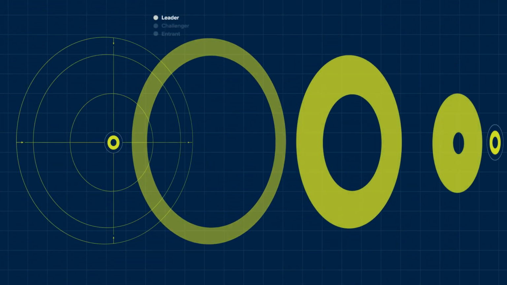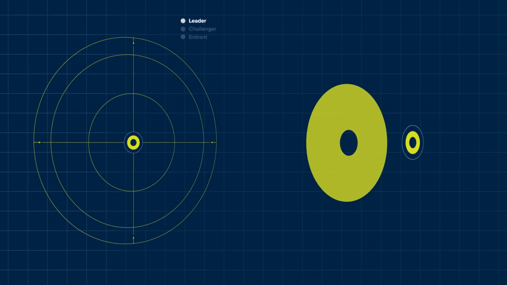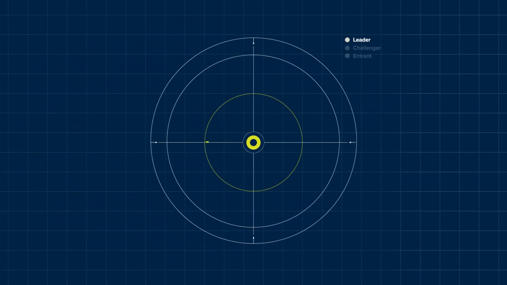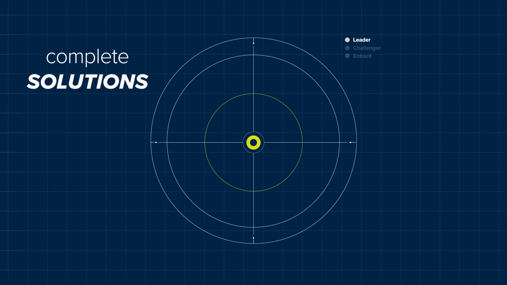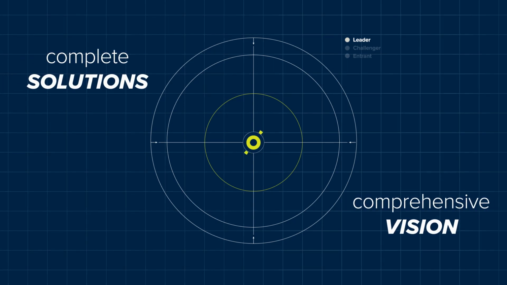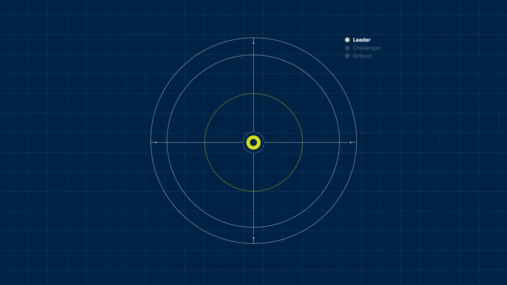Finally, you get to the leader's circle. These offerings are those that are in the best space. They are closest to the center, they have the most complete solutions, and a comprehensive vision. The center itself is represented by the bullseye.